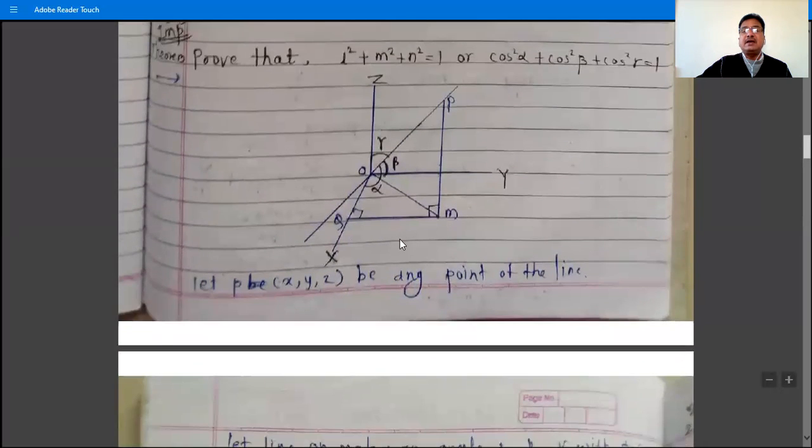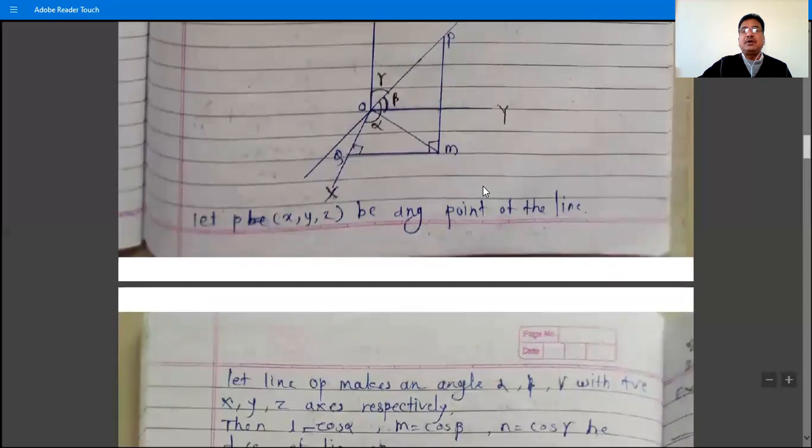In the x, y, z axis, draw a perpendicular from the point P on the x, y plane, and then draw a perpendicular on the x axis. This distance OQ is the x coordinate of the point P. The distance between Q and M is the y coordinate of the point P, and the distance between P and M is the z coordinate of the point P.